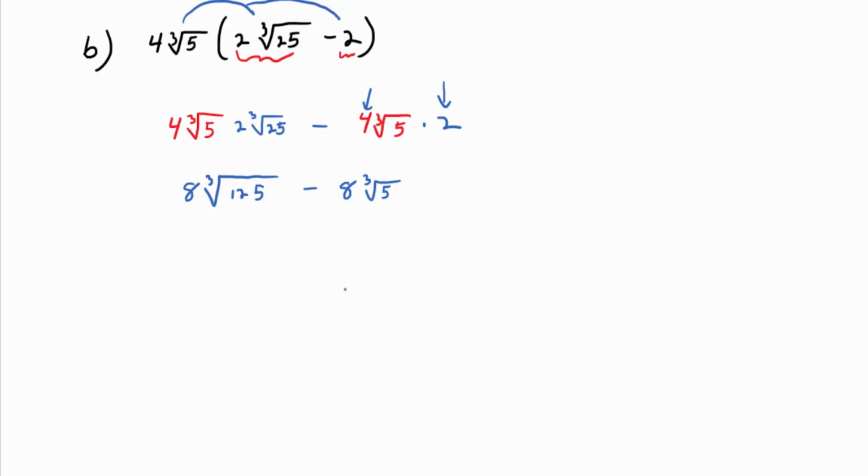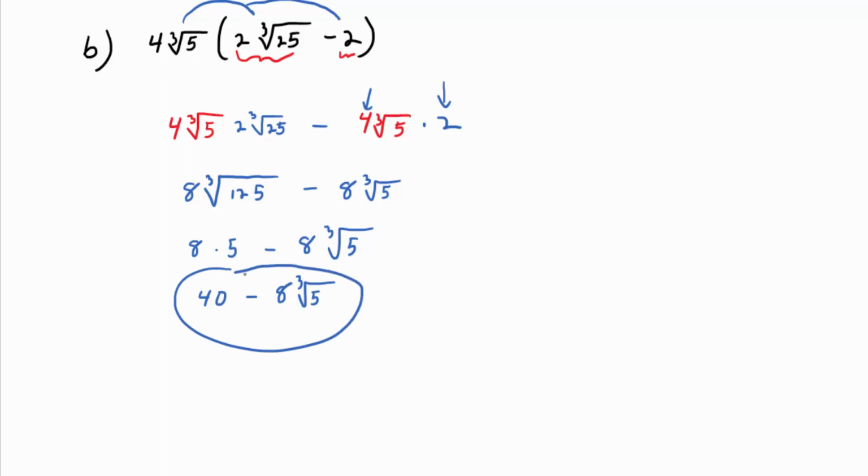Okay, what's the cubed root of 125? It's cubed root of 5 cubed. It's 5. So it's 8 times 5 in front minus 8 times the cubed root of 5. That guy doesn't change, right? Cubed root of 5 is simplified all the way. So what's the final answer? Just 40 for your first term minus 8 cubed root 5 for the second?